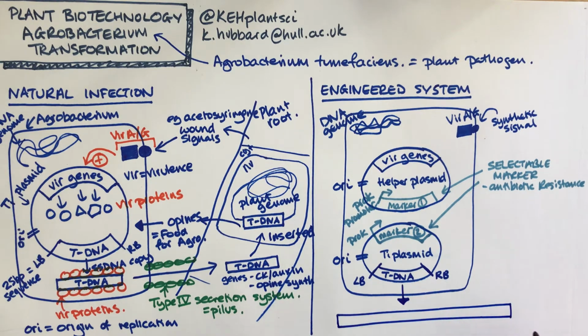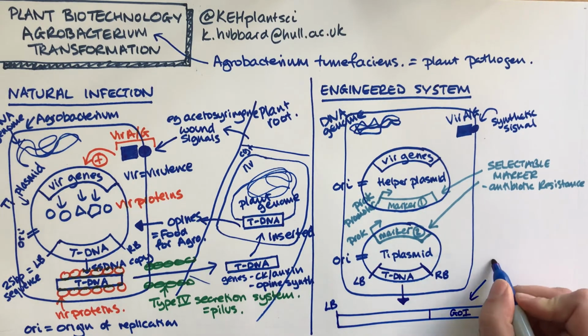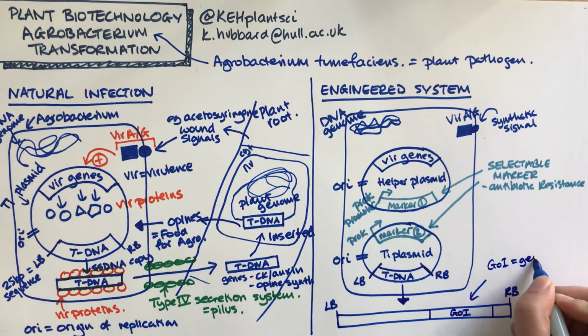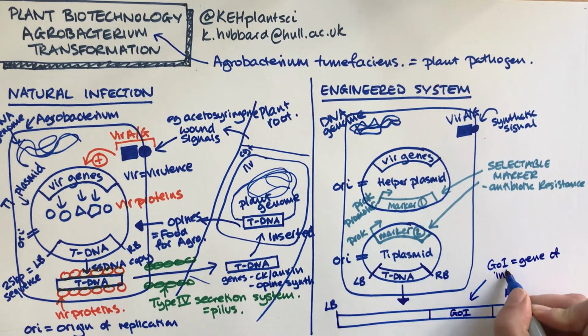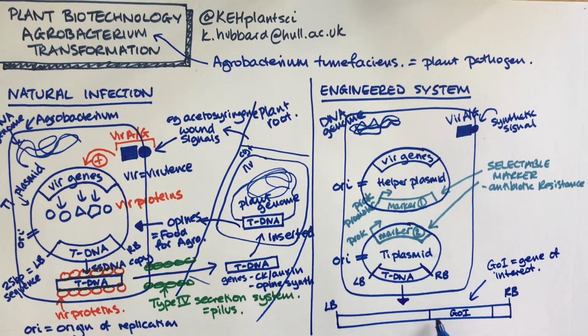So I'm just going to draw the tDNA out. So we've got the left border and the right border. So that defines the beginning and end of the tDNA. So we will put in our gene of interest. So that could be anything we like. Okay, so that might be green fluorescent protein, it could be something from another plant, it could be a gene from a bacterium, it could be anything we like. We can insert into the plasmid using standard plasmid engineering techniques.